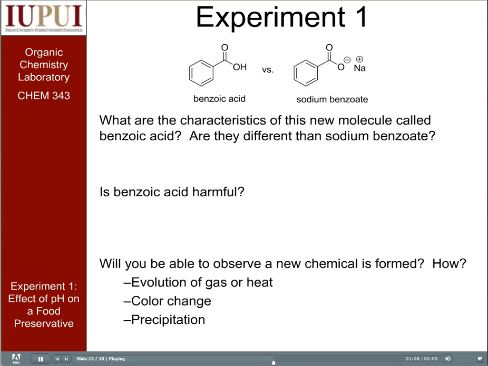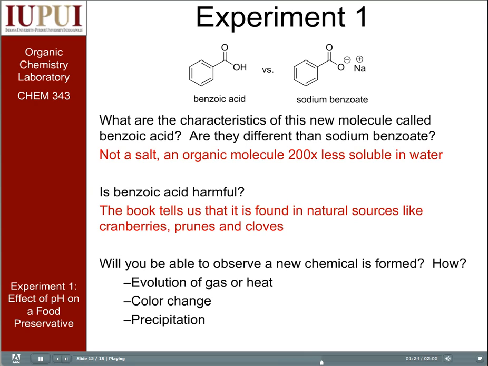So are those two different compounds? Yes. Benzoic acid is not a salt, and it's an organic molecule about 200 times less soluble in water than sodium benzoate. It also asked in the hypothesis if this new compound, benzoic acid, is harmful, but the book even answers that. It tells us that benzoic acid is found in natural sources like cranberries and prunes and cloves, so it's no more harmful than sodium benzoate is to begin with.